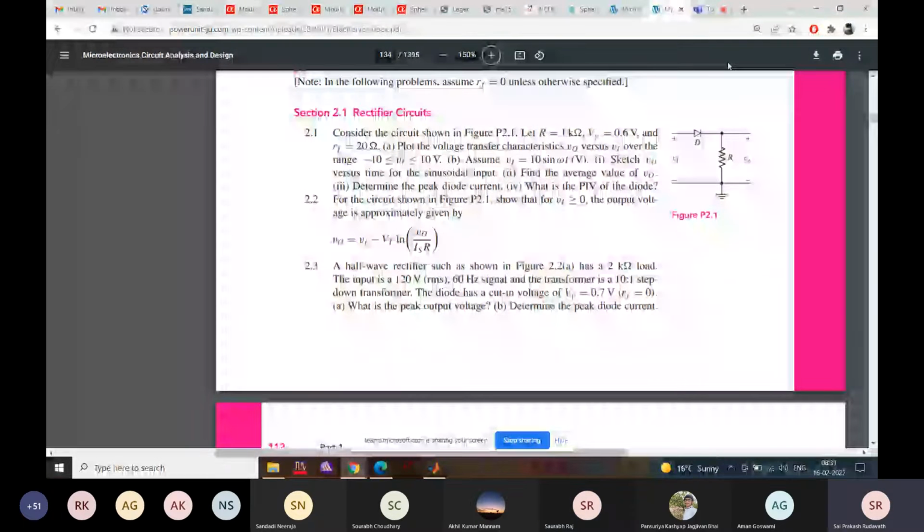Okay, sir. What will happen in reverse bias, from -10 to 0, the negative cycle? There will be no output. Yeah, the output will be 0. Okay, can you draw this transfer graph, V out versus V in? So it will start from 0.6, right? Linearly it will increase till 10 volts.